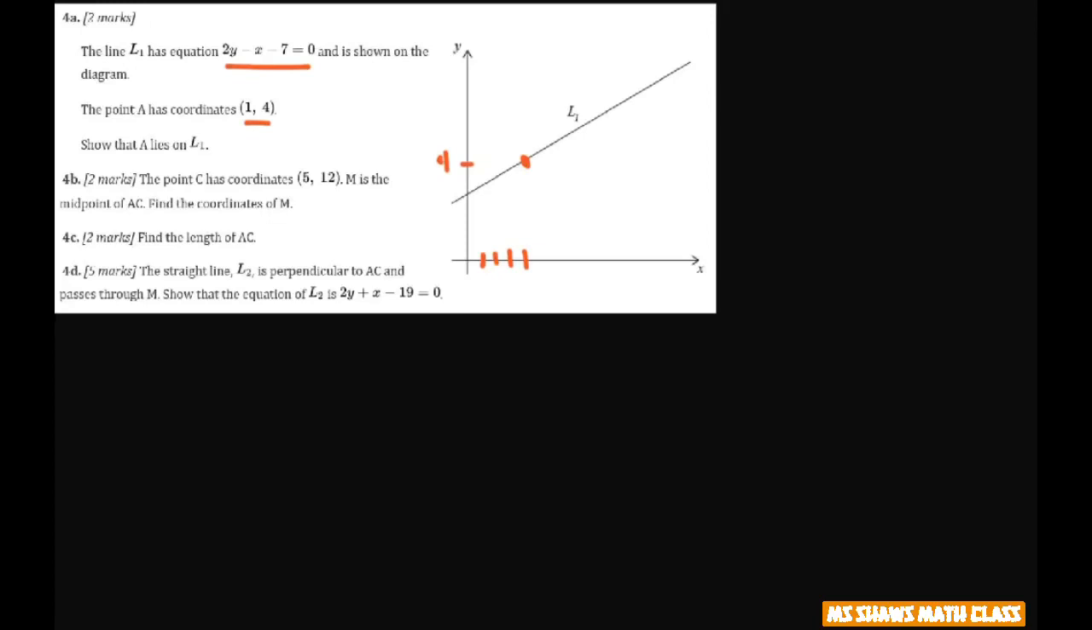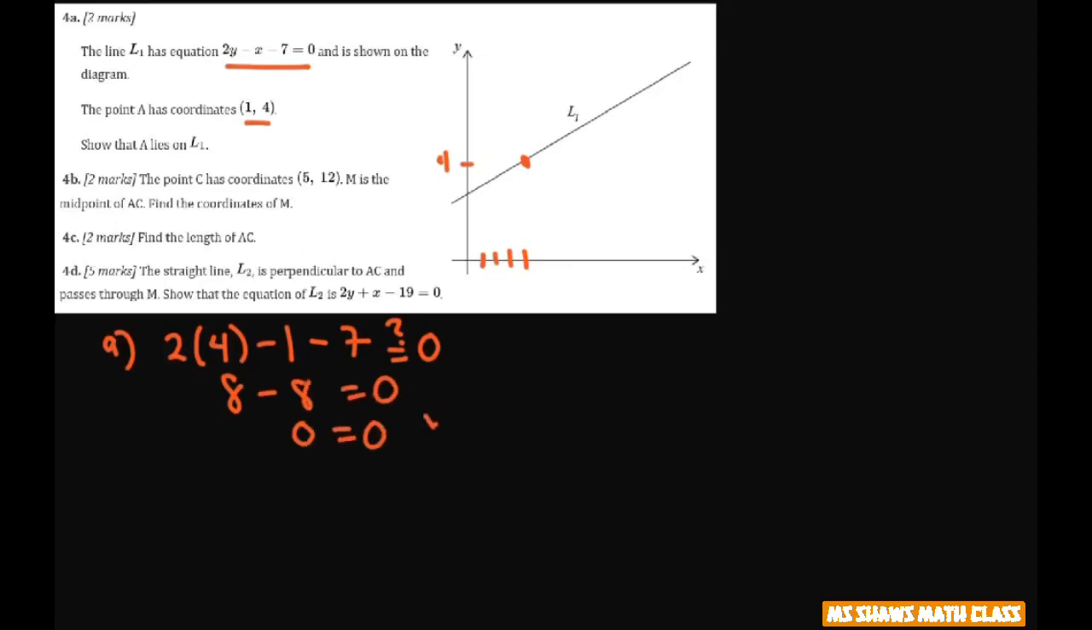that equation. So for A, you would take 2 times 4 minus 1 minus 7. Does that equal 0? So you get 8 minus 8 equals 0. 0 equals 0, so yes. And on the IB exam, you'll say, so it lies on line L1.